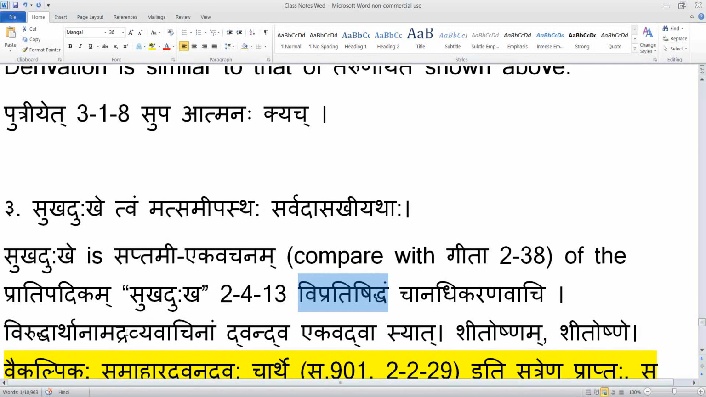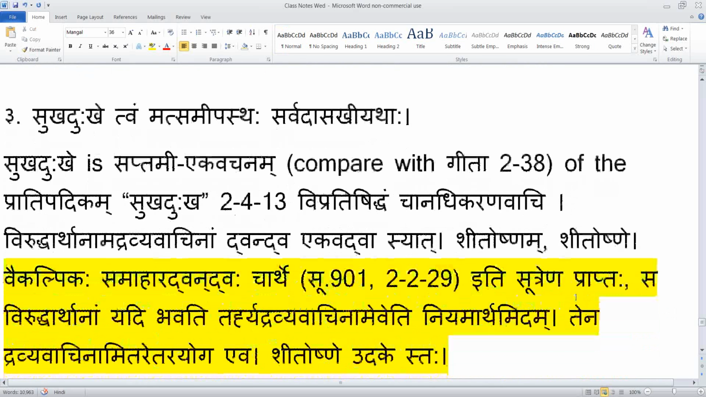So viruddharthanam, this is Bhattoji, viruddharthanam, adravyavachi. Should not talk about the substance. Dvandvaha ekavad vasyat. It becomes samahara optionally. So shitoshnam, shitoshne. That's why we have this. Now the question is, why do we need this sutram? Because we already have the optionality from Charte Dvandvaha. Why do we need this sutram? So their Vyakhyanam is that Vaikalpikaha Samahara Dvandvaha Charte iti sutra praptaha. So we already have this order to make Sukha Dukkham as well as Sukha Dukkhe.